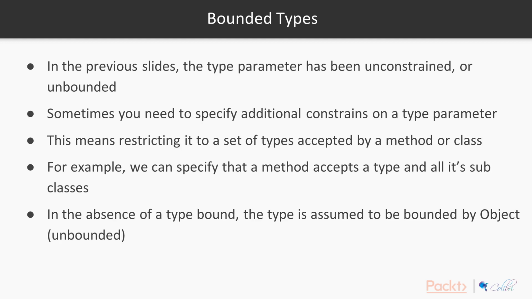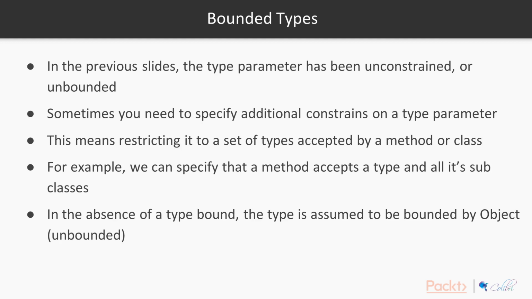Now sometimes we actually need to specify additional constraints on a type parameter. For example, if we could only handle numbers, a number type in our function, it doesn't matter if it's a double, an integer, a float, etc., but our function doesn't know how to deal with strings, we might want to use a bounded type. So we might want to constrain it to be a numeric type parameter.